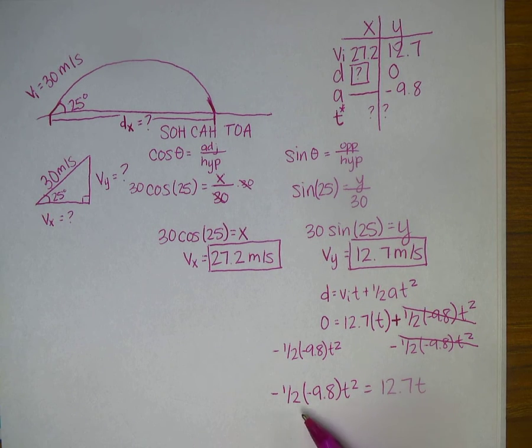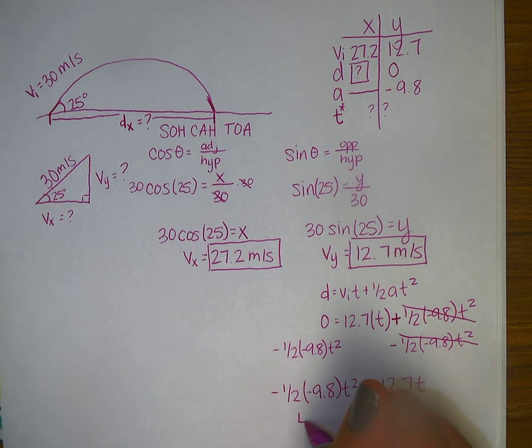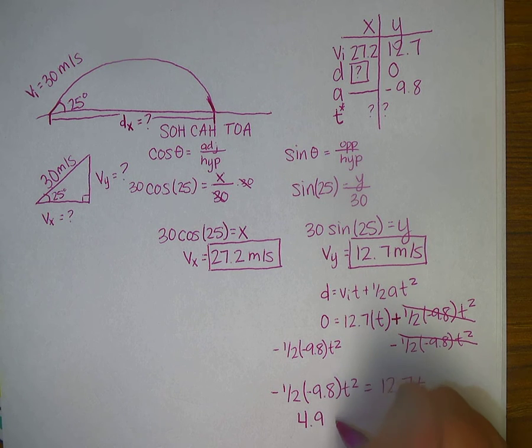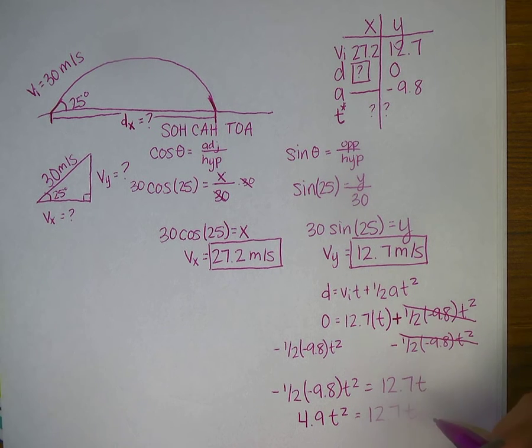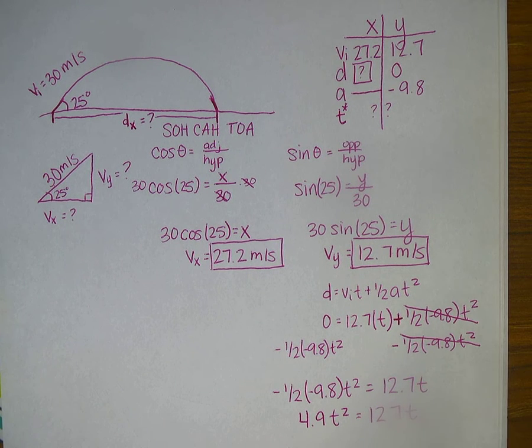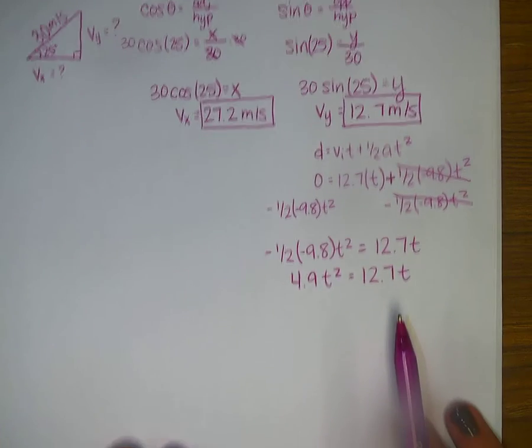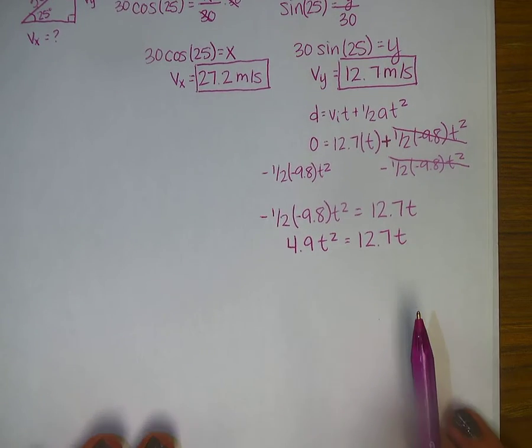Okay, just to make this a little bit easier, let's go ahead and combine these. So since these are both negative numbers, they would combine to make a positive number. 1/2 of 9.8 is 4.9, so we get a positive 4.9 t squared equals 12.7 t.